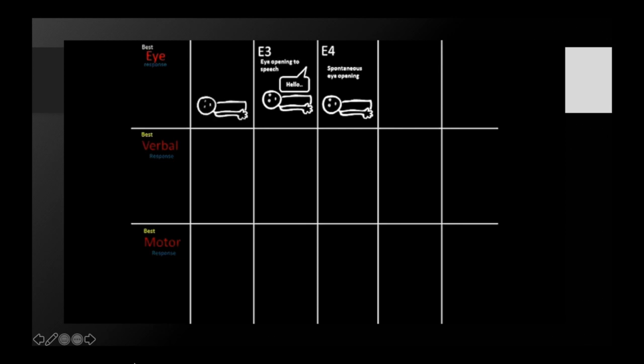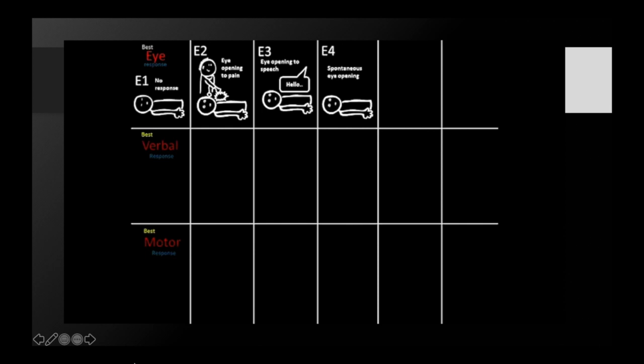If the patient opens the eyes when we give a painful stimulus, so we apply a painful stimulus on the patient and he responds by opening his eyes, then he's given a score of E2, that is eye opening to pain, right? And if the patient does not open his eyes at all, so he gives no response, then he's given a score of E1, that is no response at all.